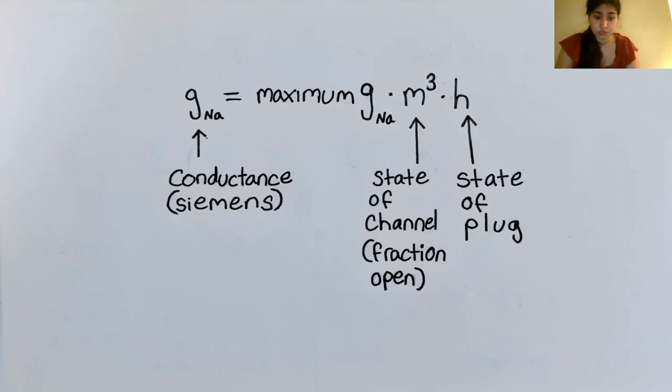If m equals 0.5, it means that the number of open sodium channels is going to be m cubed, or 12.5% of those channels. The voltage-activated sodium channels can only pass current when they are both open and unplugged. To find what fraction of the voltage-activated sodium channels can pass current, we would need to multiply m cubed with h.